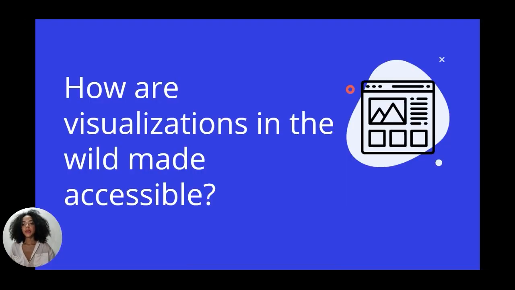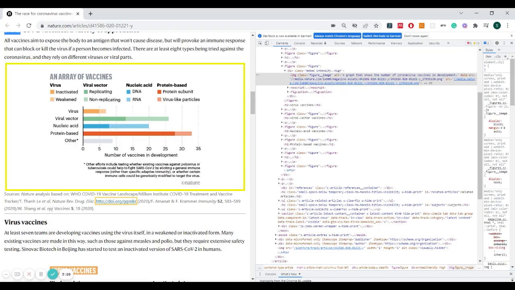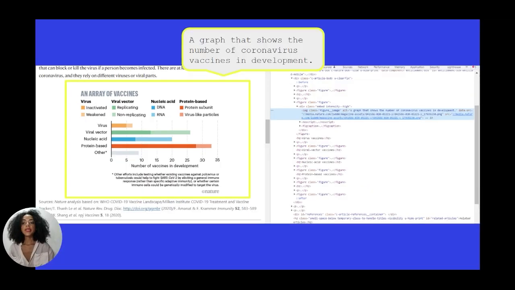How are visualizations in the wild made accessible? We curated a set of different visualizations from various sectors and parsed them with screen readers to perform qualitative content analysis and garner theory-inspired open coding. This looked a bit like this. A graph that shows the number of coronavirus vaccines in development. The screen reader reads out loud textual elements on the screen or descriptions of a visualization if there is one. We also inspected the source code of each visualization and the accessibility statements of each venue.